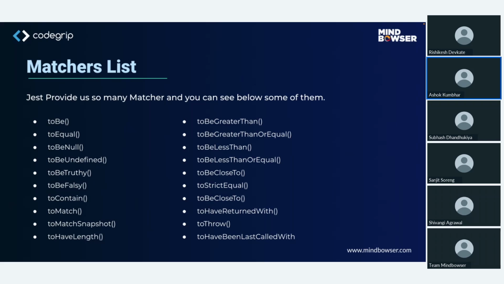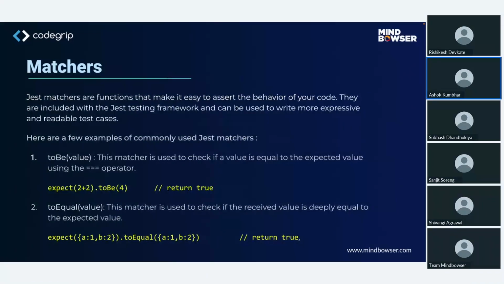Now we will show you how these matchers are used in conjunction with expect. Here we can see we are expecting 2 plus 2 to be 4. So we are expecting the exact value, which equals 4. If we have any other value here, then it will fail. And when we use toEqual, we use it when we are expecting the object to be exactly the same. So here we are comparing that the object is exactly equal to the expected value.